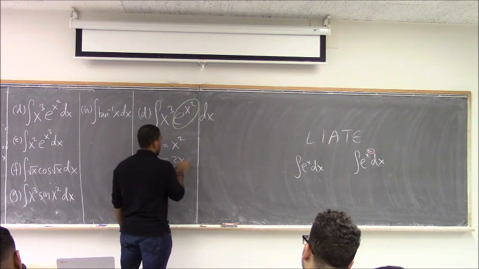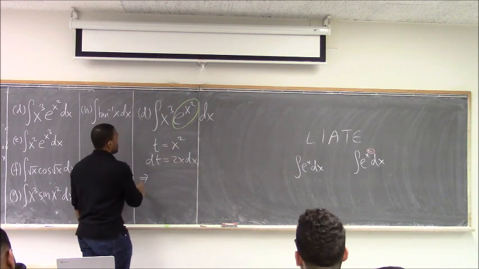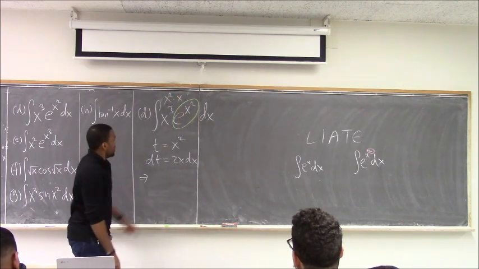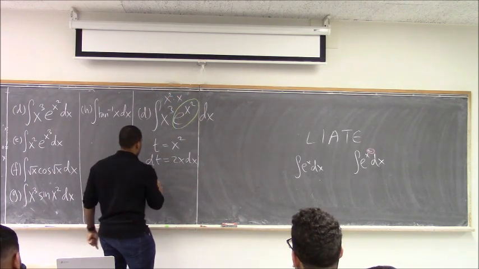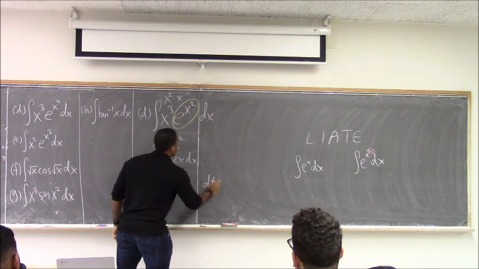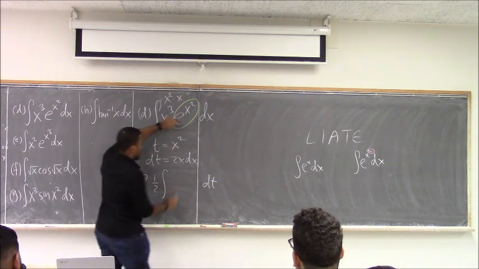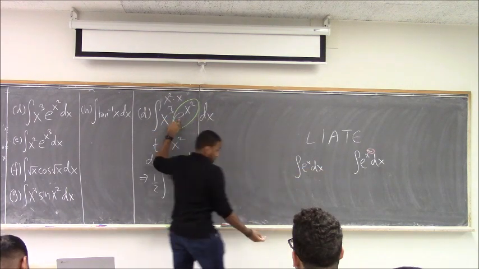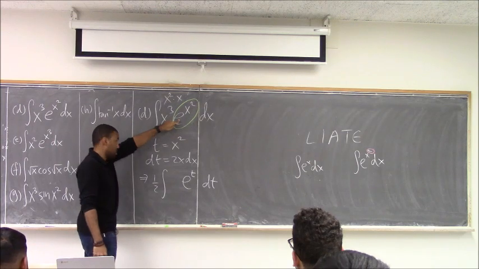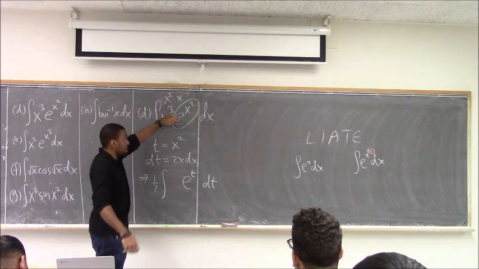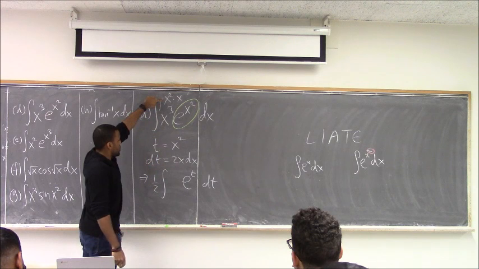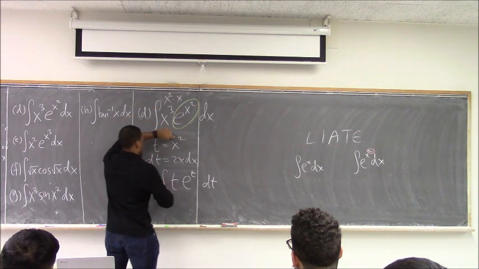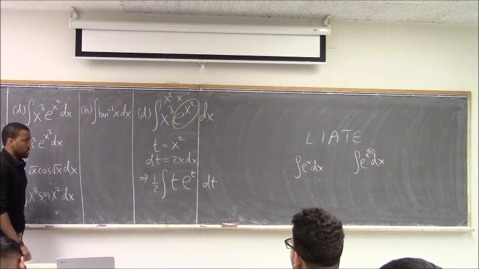dt would be 2x dx, which means, because this is x squared times x, the x dx is 1/2 dt. Here I would have e to the t, which is a lot nicer. It's a lot closer to the rule than not, right? You make a substitution to make things look closer to the basic generic rules that you memorized. What you will be left over with is an x squared, but your x squared is t.